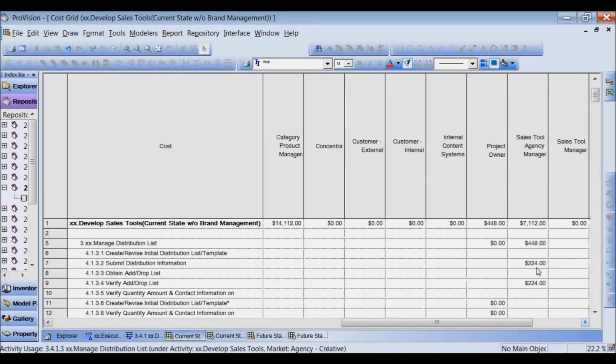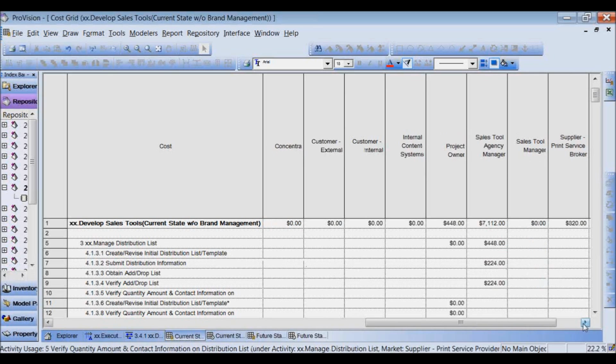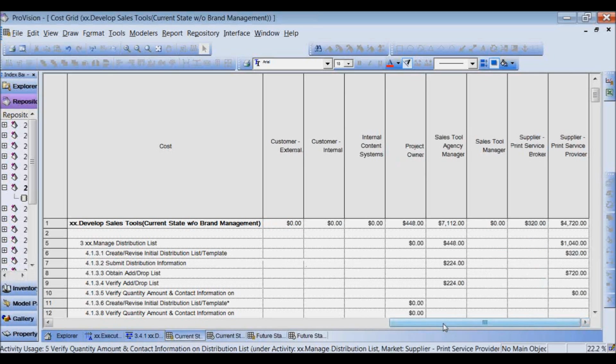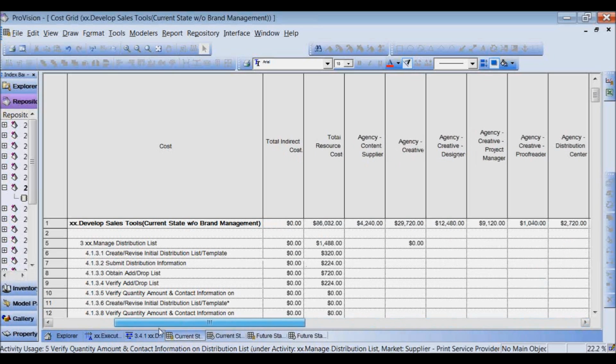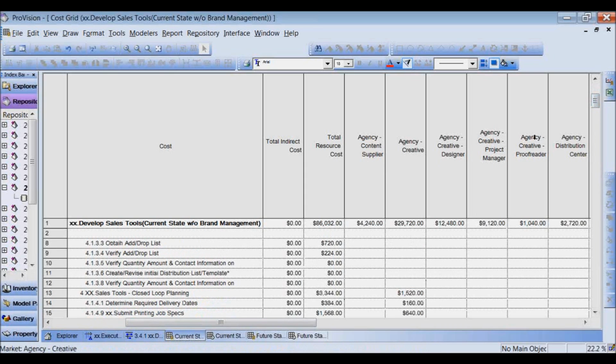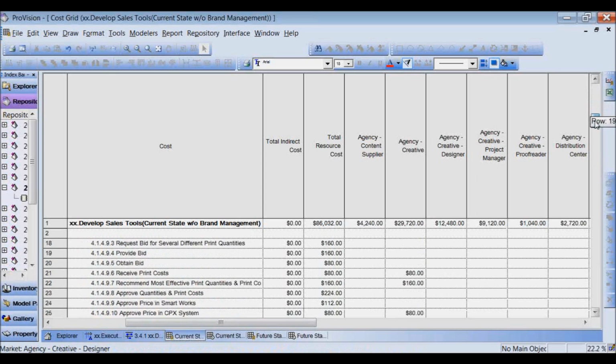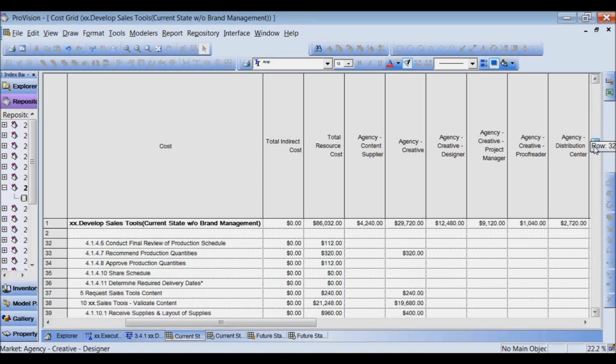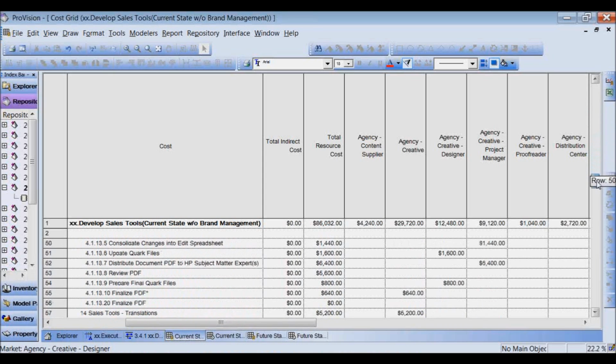Say in this example, the sales tool agency manager was actually submitting the distribution information, you could see here, and that was costing $224 each time the sales tool was requested. And so we can actually run future state and see what it would cost if we move those processes over. Okay, so you can see on the left side lots of different processes, lots of different activities, and the associated costs with them based on role or department.